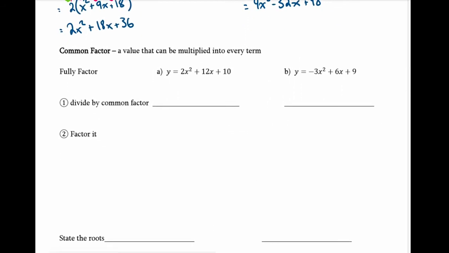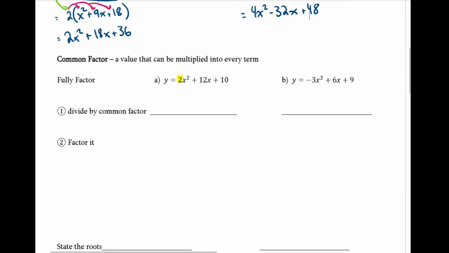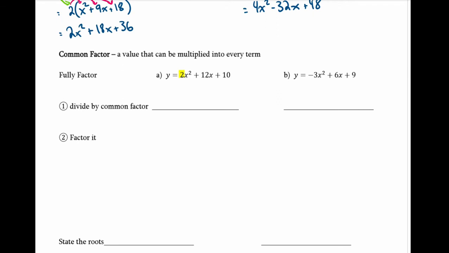If I want to fully factor this example, y equals 2x squared plus 12x plus 10, I need to do something first before I can use the methods that I learned in the last lesson. The reason is this value in front of the x squared, which is a little bit different than what we looked at before. But we see that in the last ones, that value in front can possibly be a common factor. So the first thing I want to do, in step 1, is divide out that common factor.